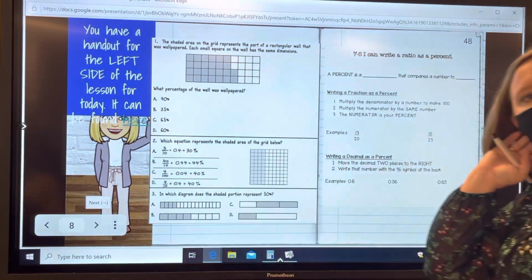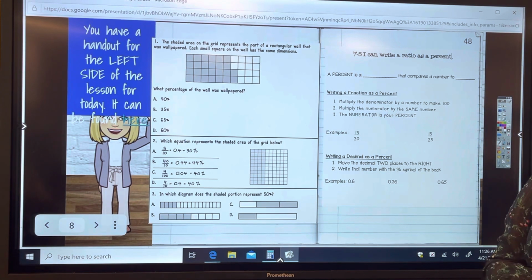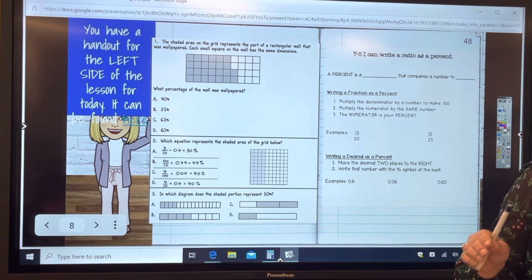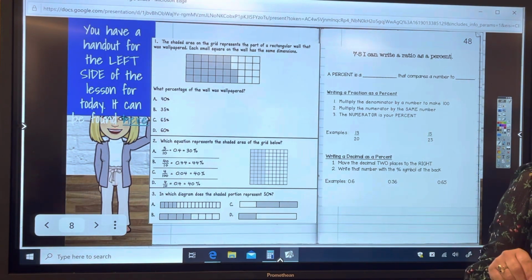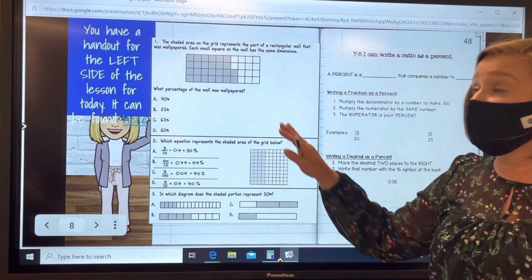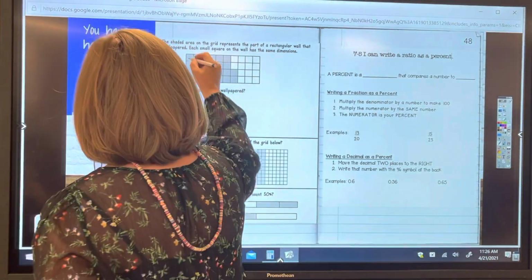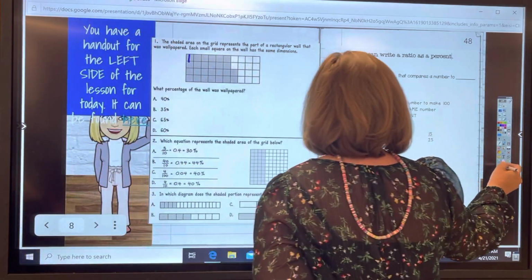All right, so the first one says the shaded area on the grid represents the part of a rectangular wall that was wallpapered. Each small square on the wall has the same dimensions. What percentage of the wall was wallpapered? Well, the first thing we've got to do is figure out how many total squares there are here, okay? That means we're figuring out the area. So let's count across and down to see how many total squares we have. I want you to do that.